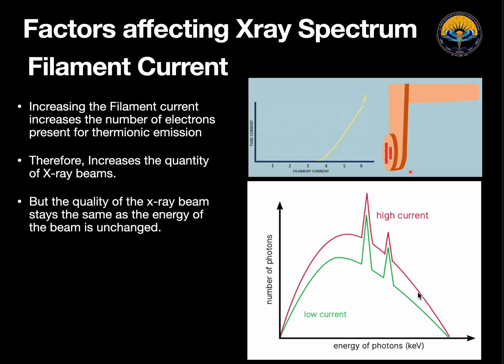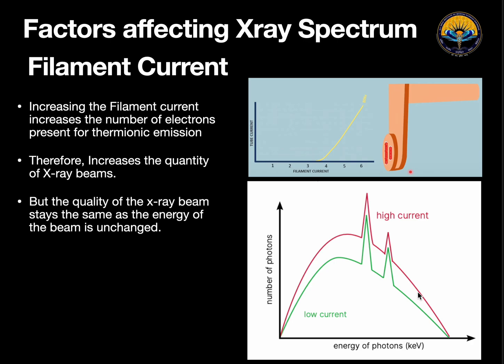Coming to filament current, if we increase the filament current, then we will have more electrons present for thermionic emission. That means we have increased the quantity of the X-rays, but the quality remains the same because all the electrons will be moving with the same velocity.